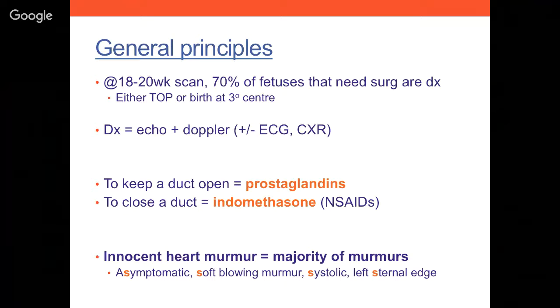And finally, innocent heart murmurs are all the ones with a sound. So an asymptomatic, soft flowing murmur, systolic at the left sternal edge. That's really, really common. If you see a little kid in general peds who's got a little URTI and you listen and they have a murmur, it's probably just a flow murmur, so an innocent murmur. It might come up in exams, but don't forget about it because you get so caught up in all the fancy ones, but this is pretty common.